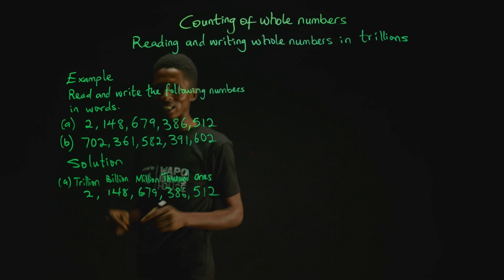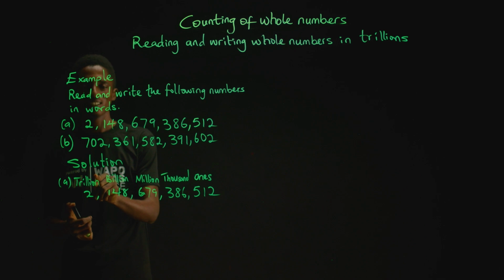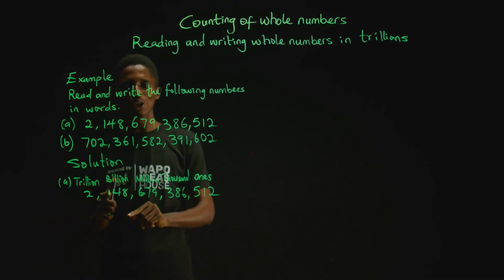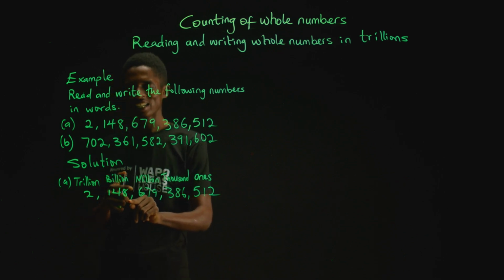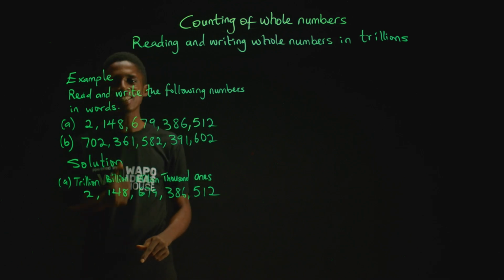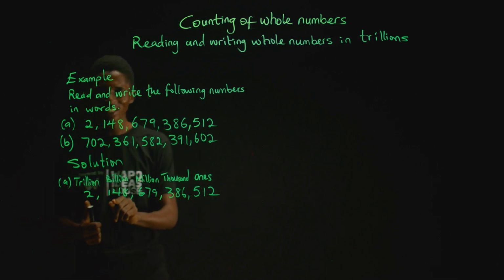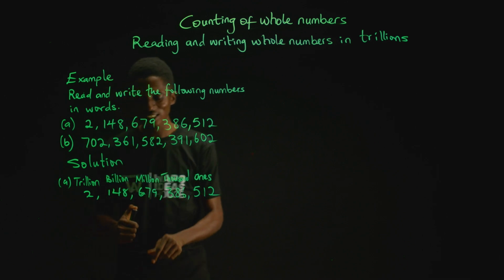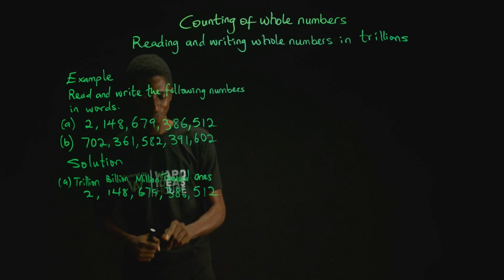So the right way to do this is to read it out as 2 trillion. Good. 2 trillion. The next set is a 3-digit number, which is read as 148, followed by the place value, which is what? Billion. Now you get the trick, right? So let's do it again. So 2 trillion, yes. 148 billion, good. 679 million.